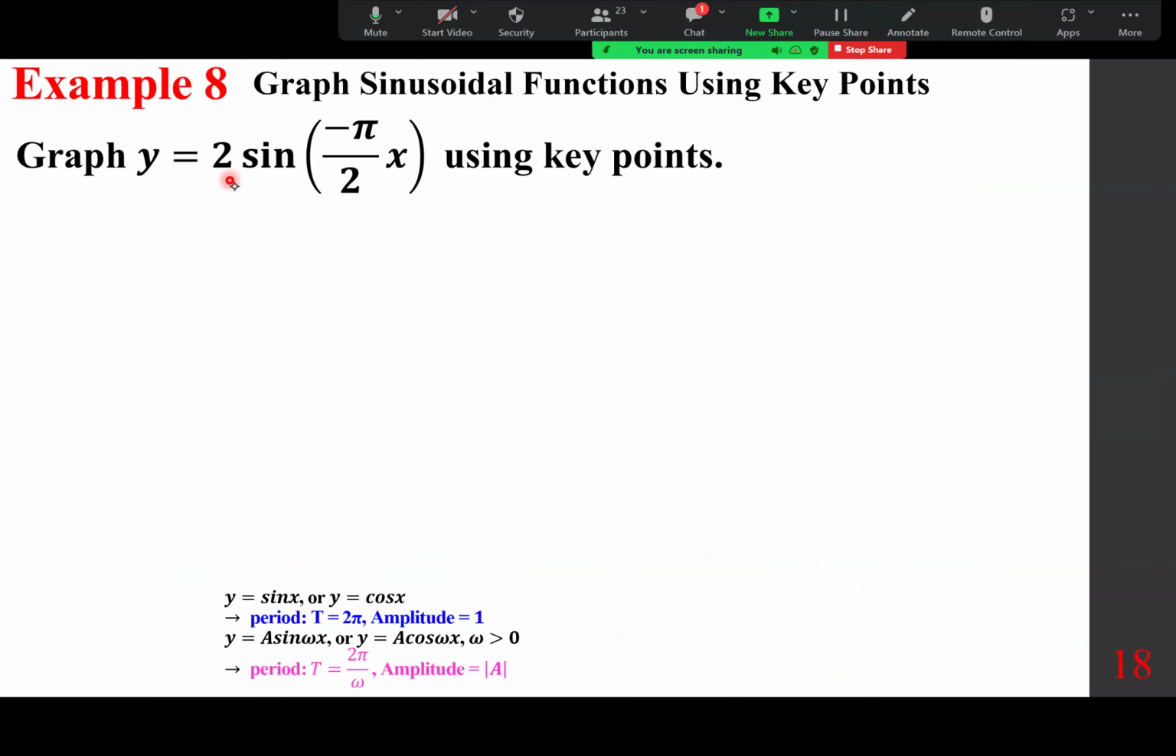We're going to graph y equals 2 sine of minus pi over 2 times x using key points. And again, we're going to see what to do. The very first thing I want you to notice is that if you have a negative as part of the argument, get rid of it. All of the trigonometric functions are either odd or even functions. In other words, you can either get rid of it or bring it out. And of course, as you know, sine is an odd function, so the negative comes out.